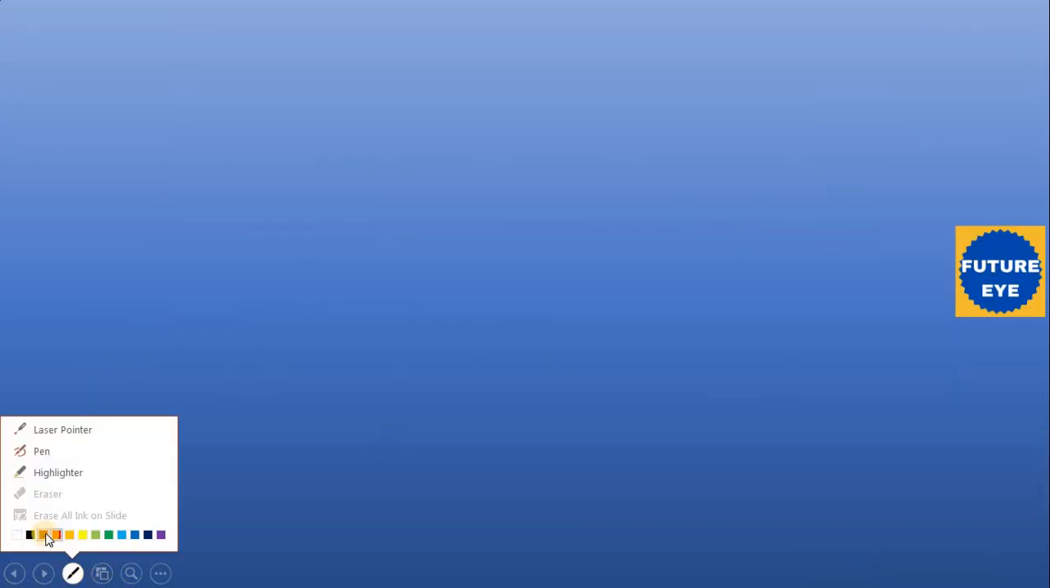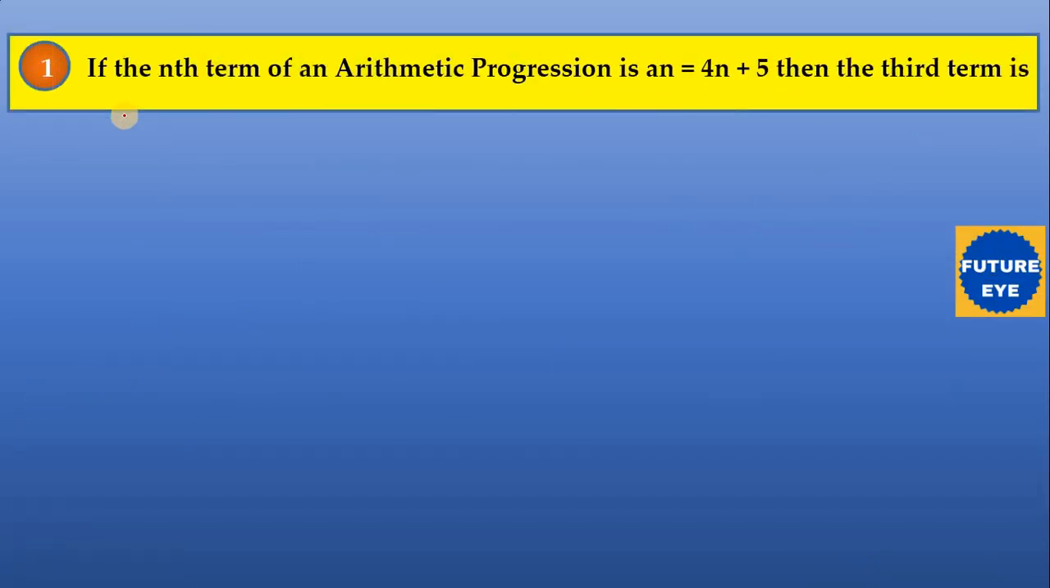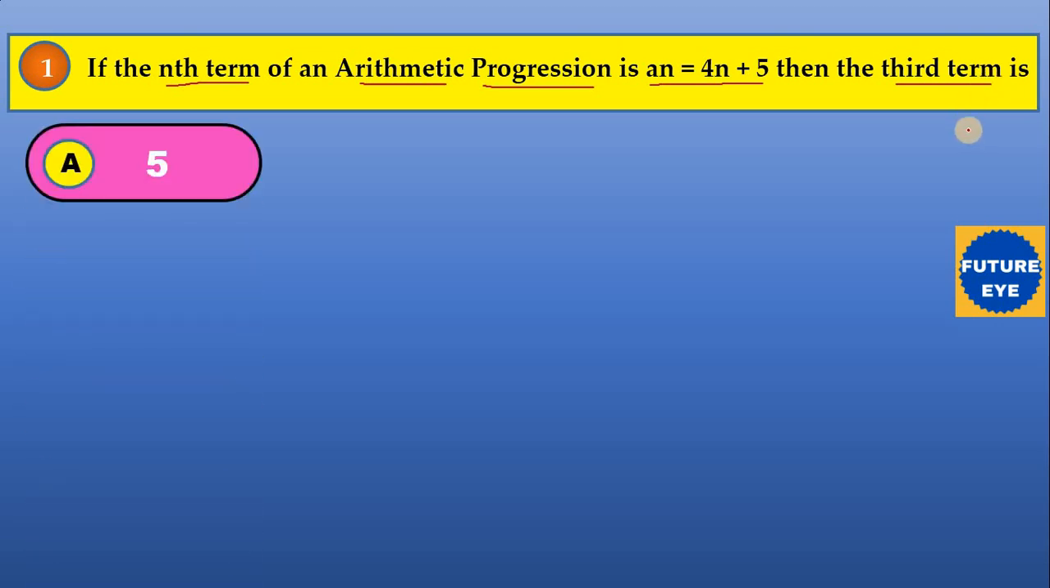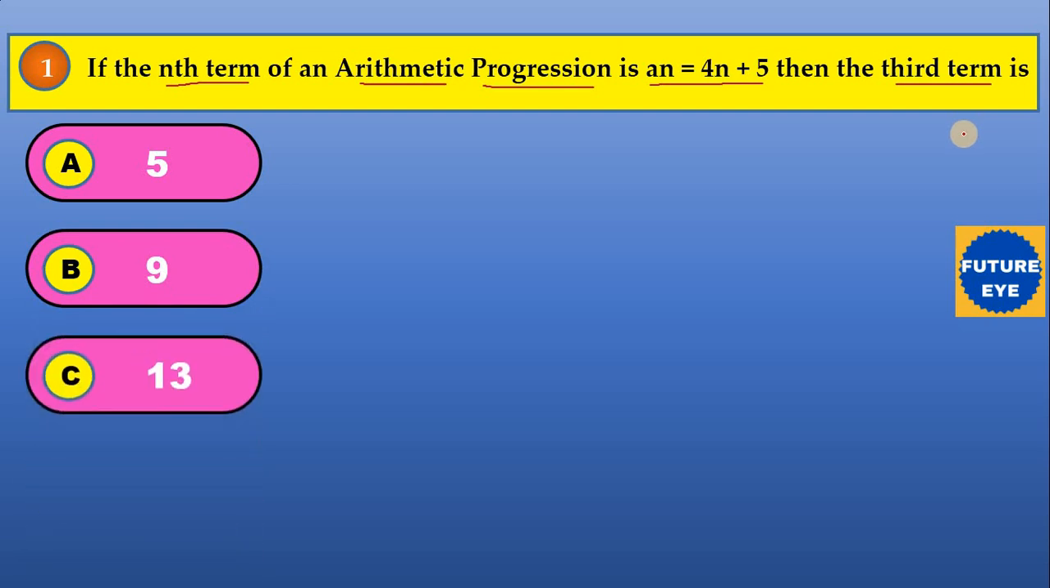Now let's start the class, children. The very first question. If the nth term of an arithmetic progression is an equals 4n plus 5, then the third term is, given options are option A 5, option B 9, option C 13, option D 17.